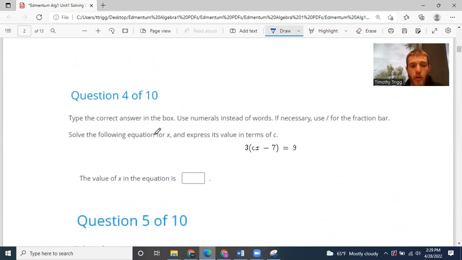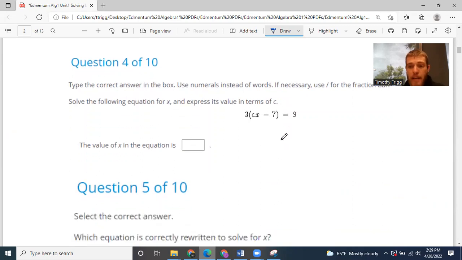Okay, solve the following equation for x. So we want to get x by itself and express its value in terms of c. Now you may notice I can distribute this 3 here and to here. And that's acceptable. You're allowed to do that. I've shown you how to do that before, multiplying the 3 by each of these terms. And you can definitely solve it that way. But in this case, I actually am going to divide by 3 on both sides to start.